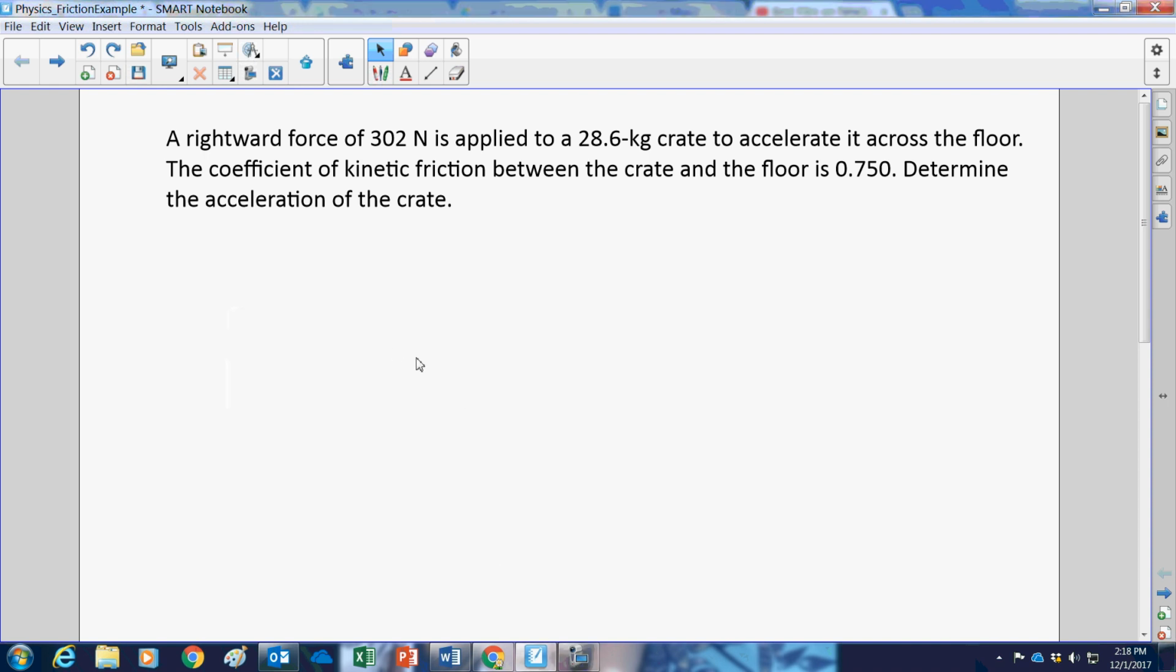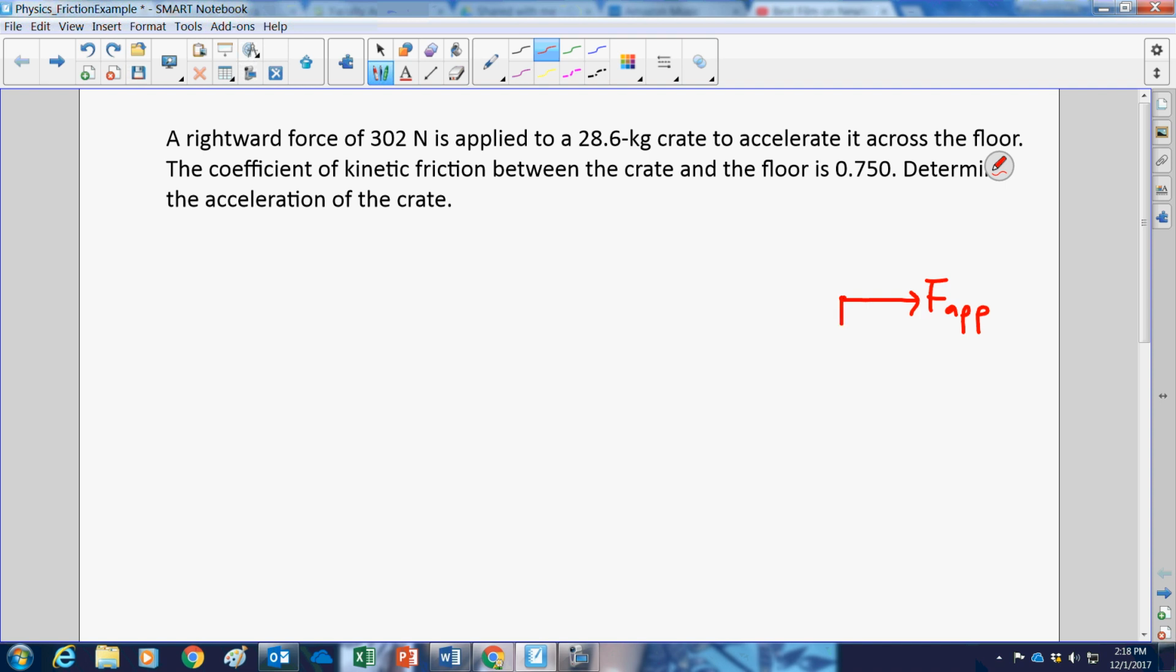This is an example of a problem that involves the coefficient of friction that we did in class on December 1st or November 30th. So in this problem, we have a crate that's accelerating across the floor, and we are supposed to determine how much acceleration that is. Let's start by drawing a free body diagram. So we are assuming it's accelerating to the right from that rightward force, and I'll just call it F applied.